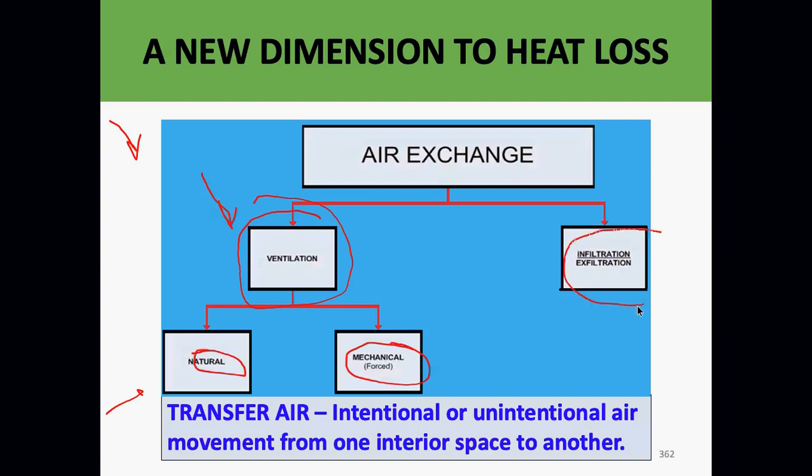But exfiltration and infiltration is not mechanical. It's not controlled. It's air that's leaving my house, my controlled environment, and going somewhere else. So this is non-controlled air. Air leakage is the rate of infiltration around a window, door, or skylight. Air leakage is the rate of infiltration.